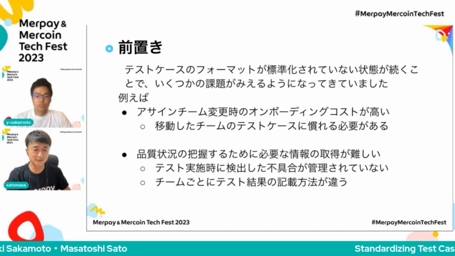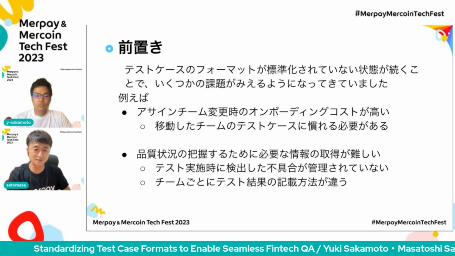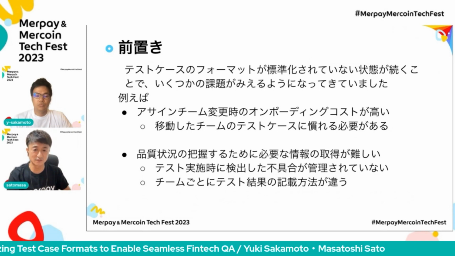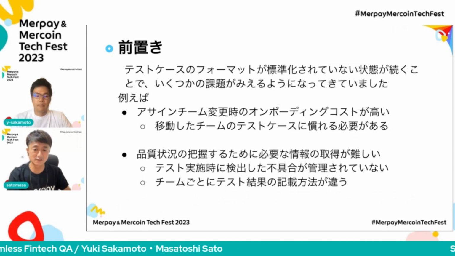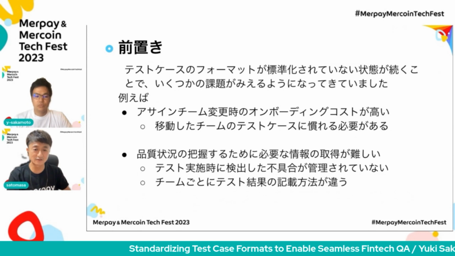For example, onboarding costs are high when an assignment changes. When a person is transferred from product A to product B team, he or she needs to get used to the test cases used in the new team, and defects detected in a test execution are not managed, or the description of the test results are different by each team.